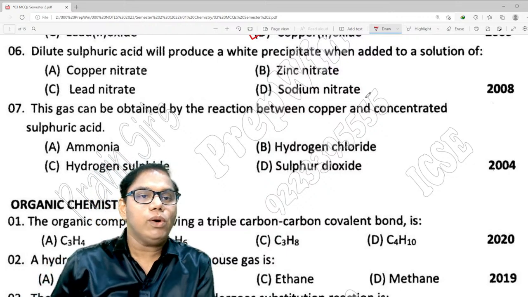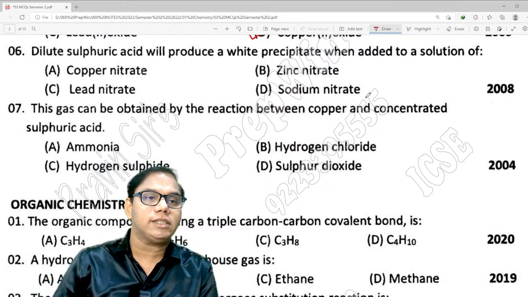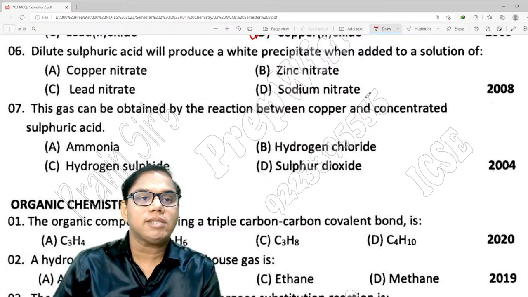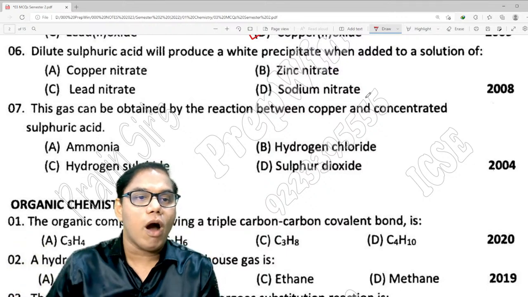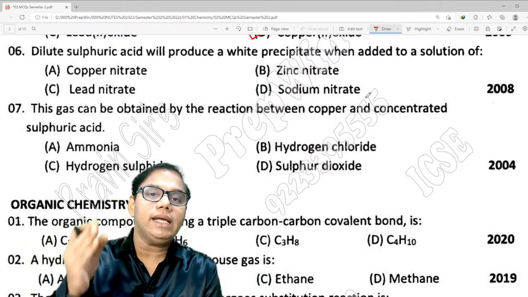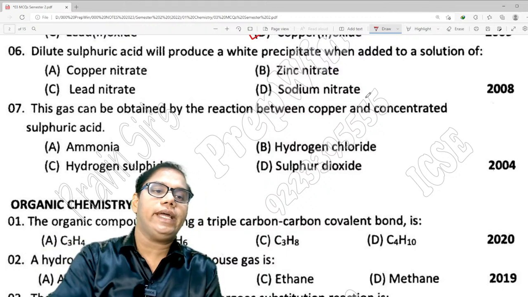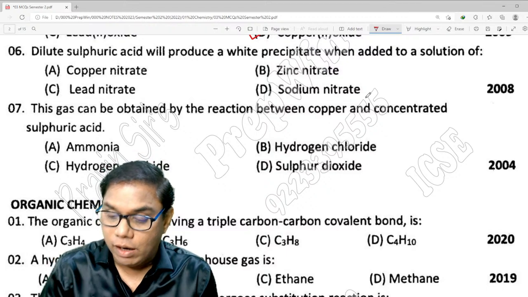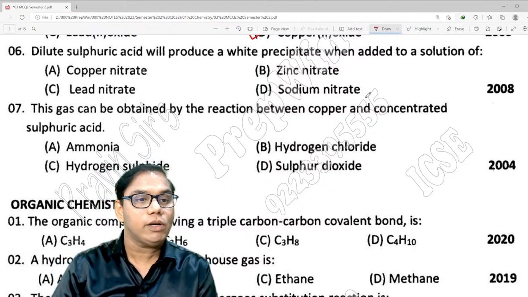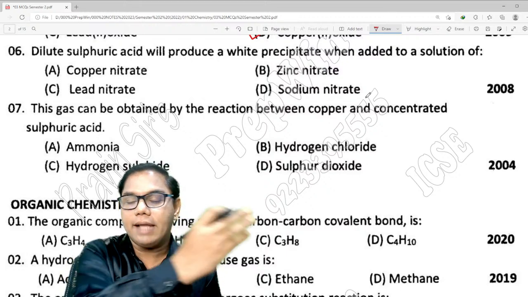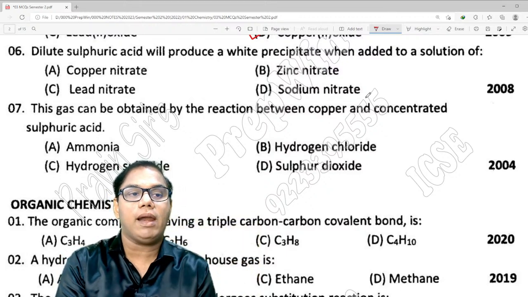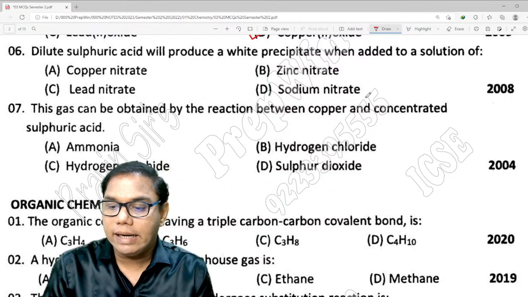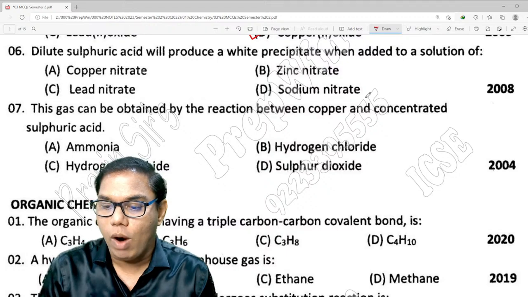Dilute sulfuric acid will produce white precipitate when added to a solution of dash, which produces a white precipitate. Option A, copper nitrate. Option B, zinc nitrate. Option C, lead nitrate. Option D, sodium nitrate. I am getting a feel of playing Kaun Banega Crorepati. Okay, which is the option? I think agar aap logo ne mera thodi der pehle class attend kiya hoga relating to the observation, you will get it right. What is the correct option?